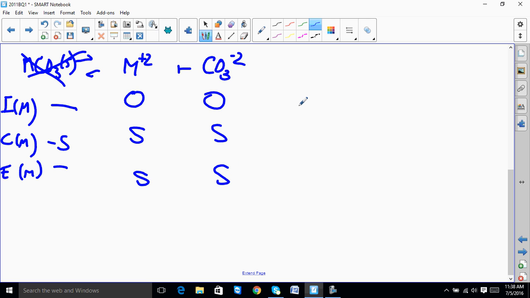And then 0 plus S is S, and 0 plus S is S. And so now we know that the Ksp value would be the concentration of M 2+ times the concentration of CO3 2-. And, sorry, the 2 minus goes in there.